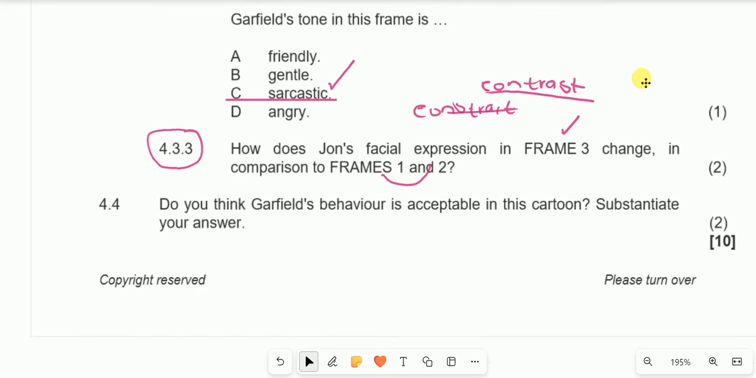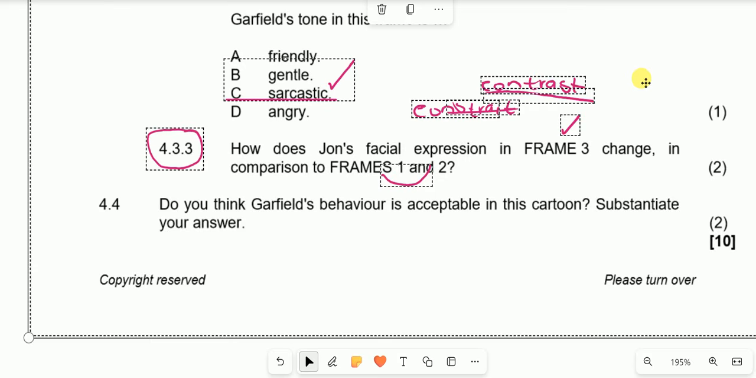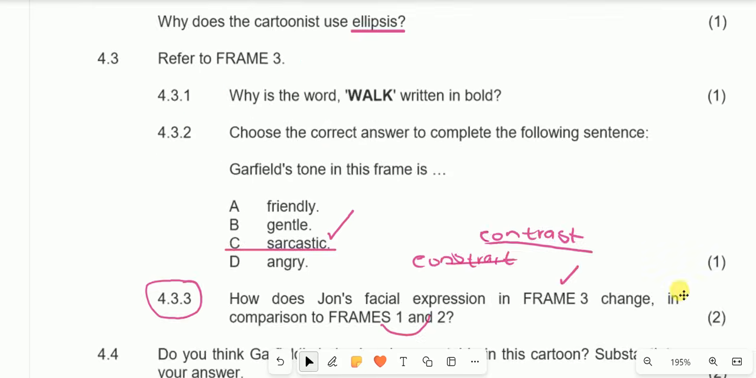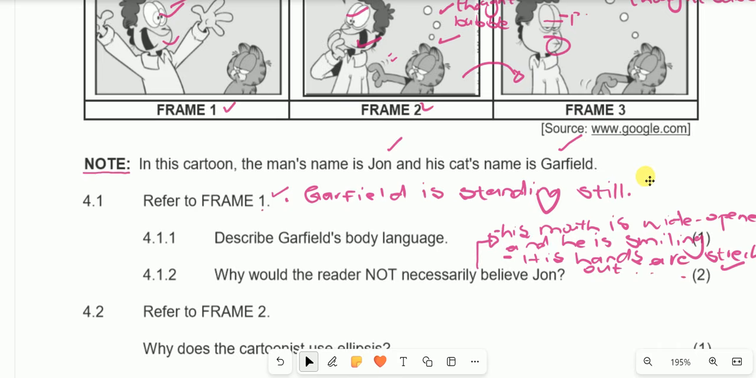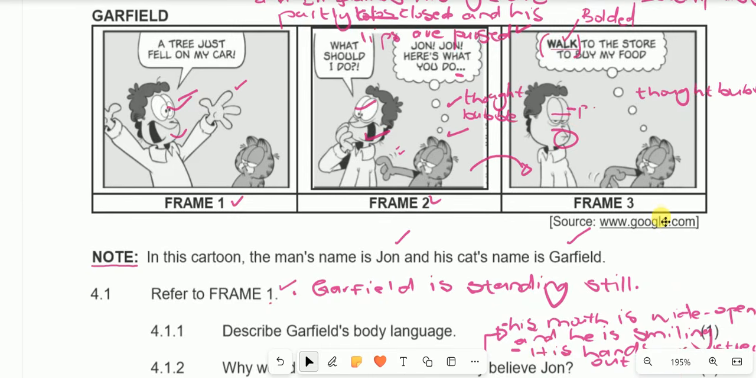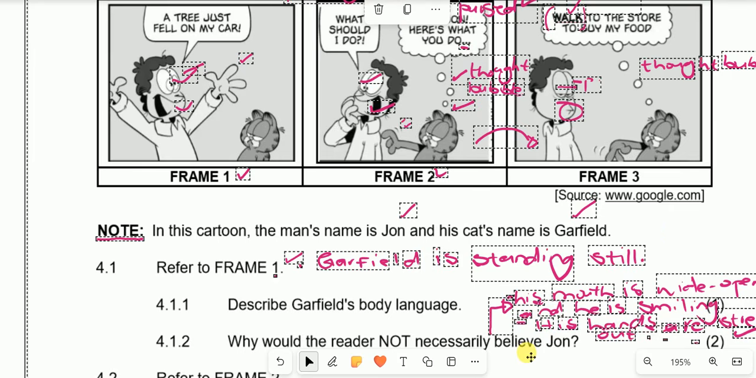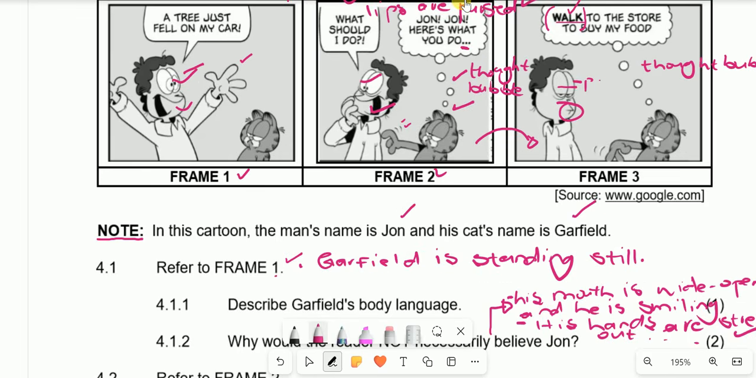Now let us go to the last question. Do you think Garfield's behavior is acceptable in this cartoon? Substantiate your answer. Again, this is a higher order question. Grade 12s, please learn to answer and fully substantiate your responses, especially your higher order questions. If it's a humorous cartoon, mainly it will be for you to justify the humor that is created or to offer an opinion based on what is happening or what transpired in the cartoon.